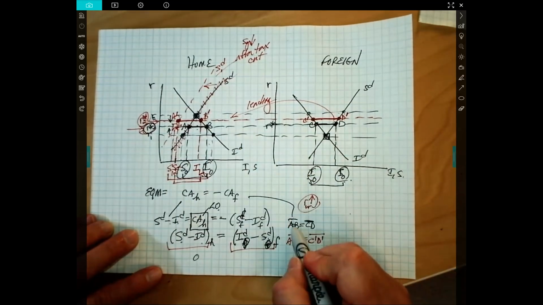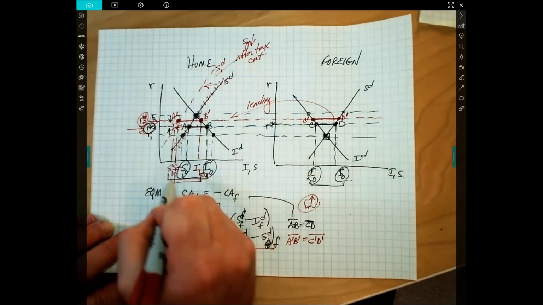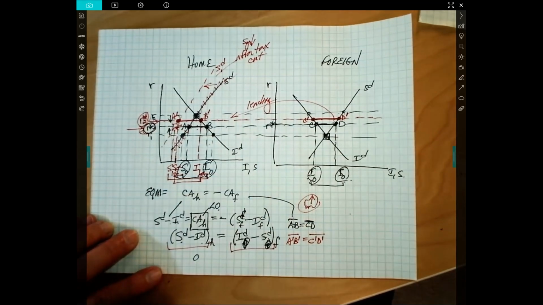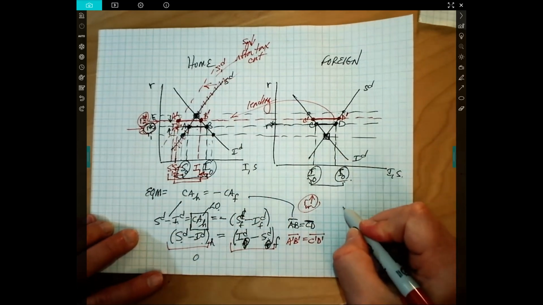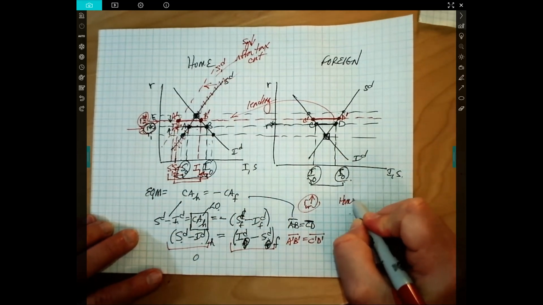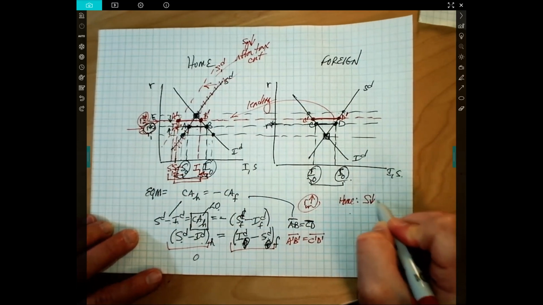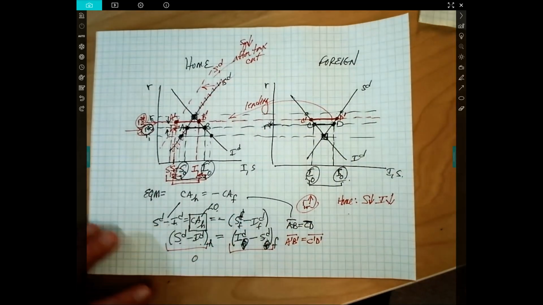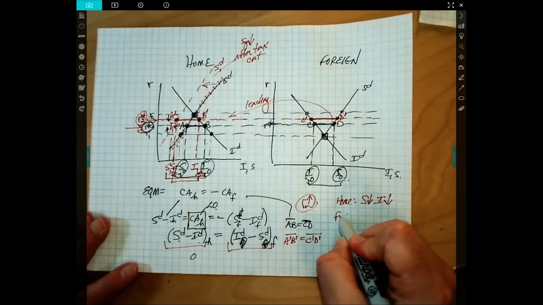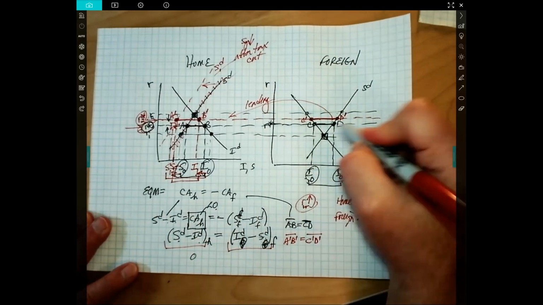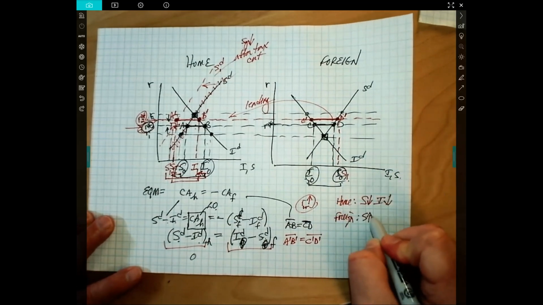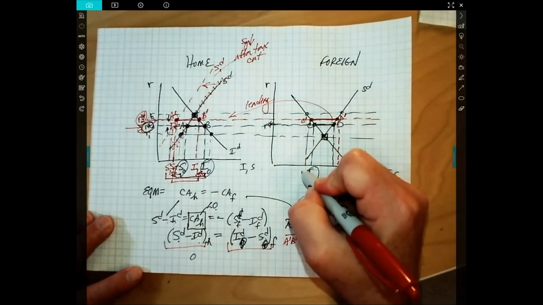But what's true about A prime relative to A? Well, saving has gone down, investment has gone down, in the end. So in the home country, saving has gone down, investment has gone down as a consequence of this budget deficit. In the foreign country, what's happened? Well, saving has gone up and investment has gone down there too.